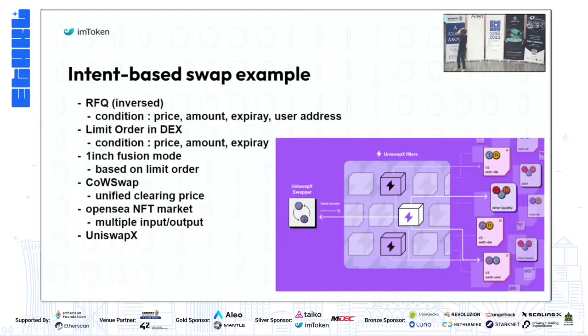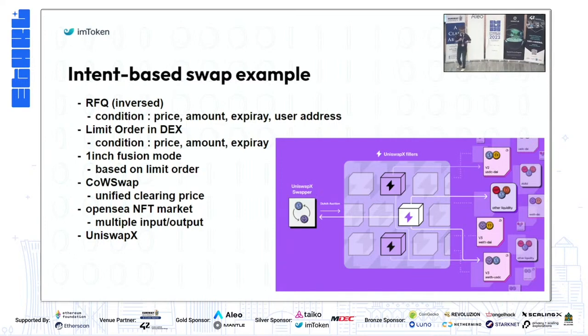So there are a couple examples of that kind of intent swap. If you remember that we mentioned in the RFQ slide, you can see that actually RFQ is a simple version of the intent, but with the inverse direction. The signature is provided by the maker and the user submits the transaction. So it's kind of an inverse direction from what we're talking about right now. Also, if you have heard about the limit order in the DEX, it actually is another version of intent, because you need to specify a condition like the price, the amount, and the expiry as well.